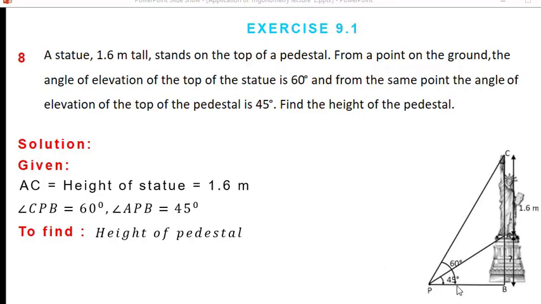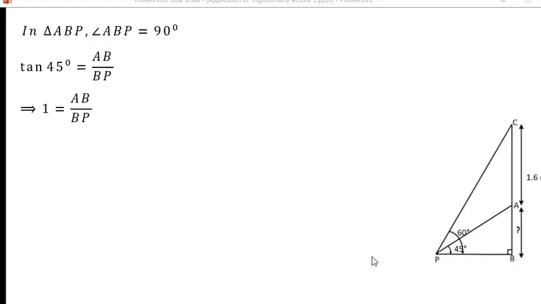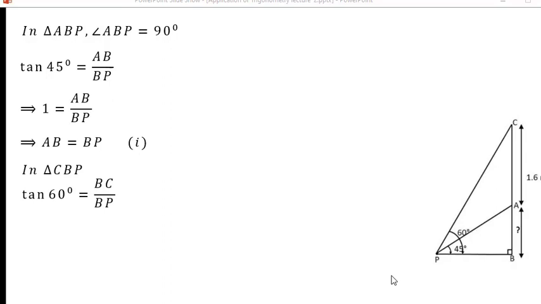Now two angles are there, 45 degree and 60 degree. Two ratios we can use, and from two ratios we can find two unknowns. Here you can see PB is one unknown and AB is the other. We have to only find the value of AB. So let us first take triangle APB. In this triangle APB, tan 45 degree will be AB upon PB. From that we have AB equal to PB, as the value of tan 45 is 1. Now I will take triangle CPB. In triangle CPB, tan 60 degree is equal to BC upon BP.